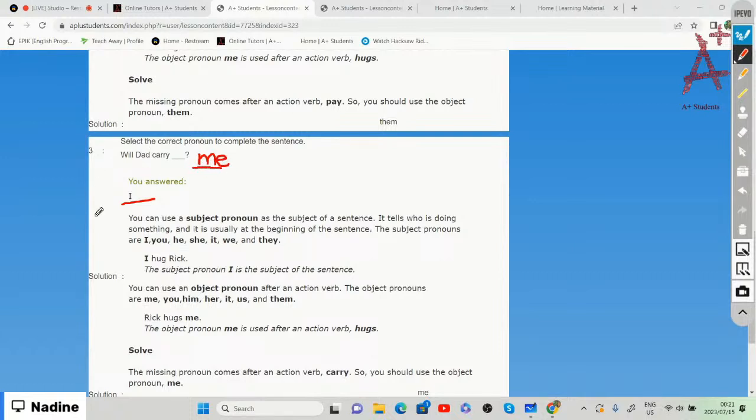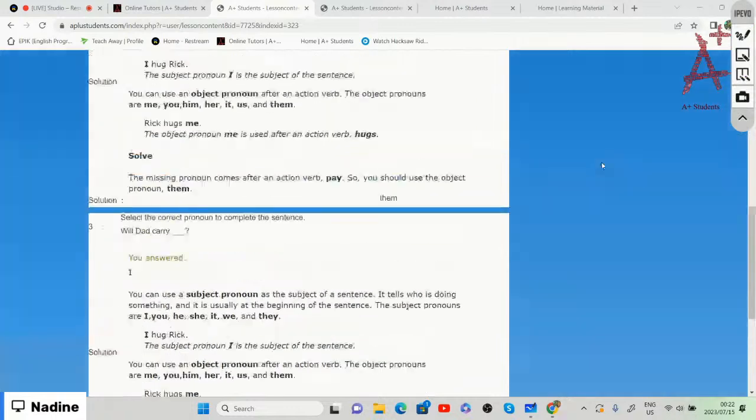So me is the correct pronoun to complete the sentence, right? And me is an object pronoun. It's an object pronoun that comes after the action verb, which is carry. So me is the object pronoun that comes after the action verb, which is carry.